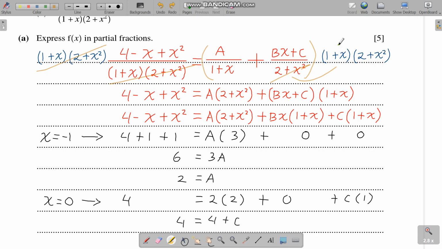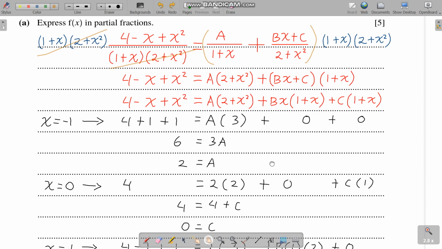1 plus x. So now if you look at this part here, we want to separate all the coefficients in different terms. So we're gonna expand bx times 1 plus x, c times 1 plus x. We have the a, b, c separated in different terms.